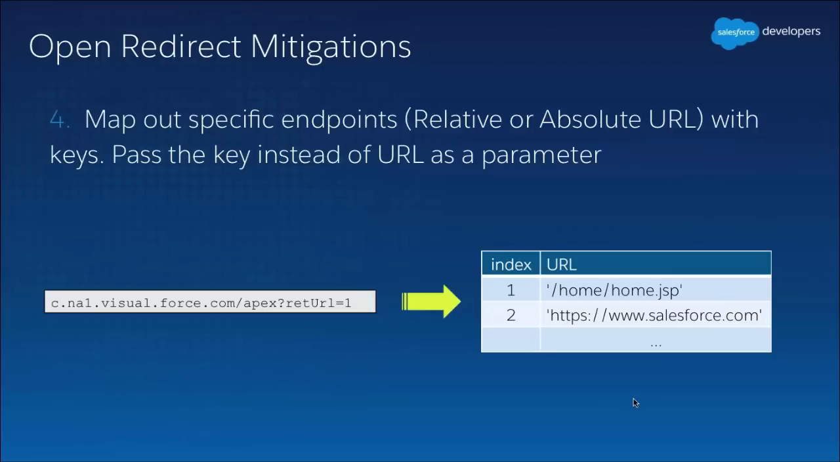Lastly, one other way of mitigating this is, instead of using redirects, use a token. For example, you can say redirectURL equals 1. You can store 1 as a variable inside your Salesforce database as a custom setting. Say 1 is home.jsp. Now, when the user goes to this particular URL, the application takes 1, gets the URL for it, and then redirects the user. So you can store 1 as something, 2 as something, and then give this particular link to the user. This way, you're protected from open redirect.